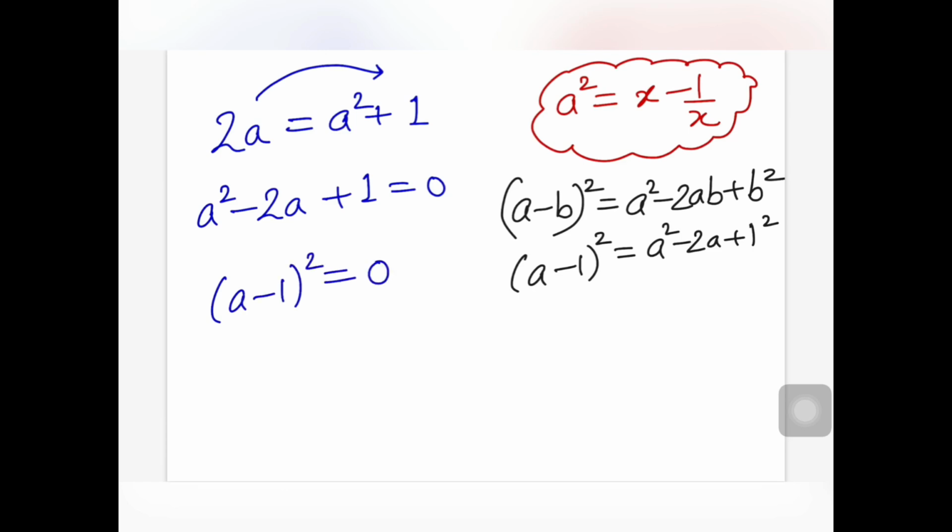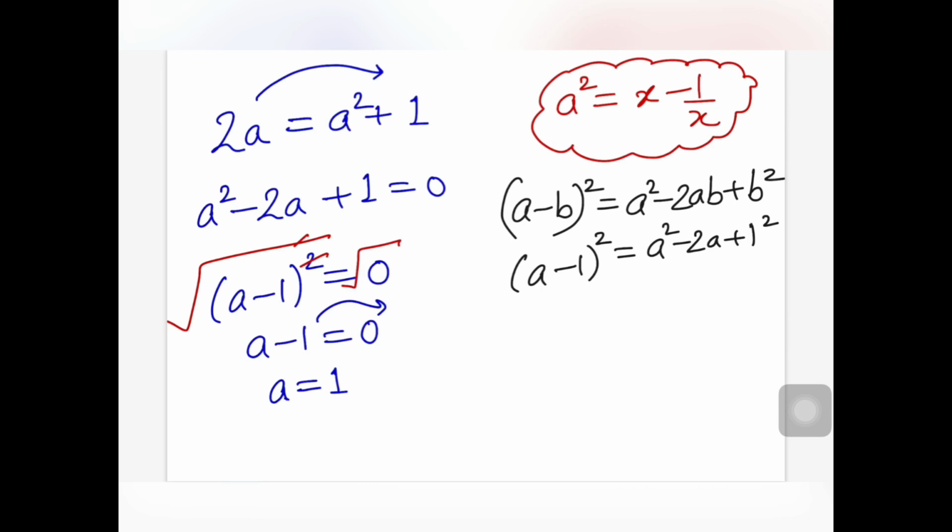to 0. I want value of a, so you can take square root on both sides, right, in this step. So what will happen? The square and square root will get cancelled. Now what is remaining? A minus 1 equals to 0. I can shift this one to the other side. A equals to 1. Much better.